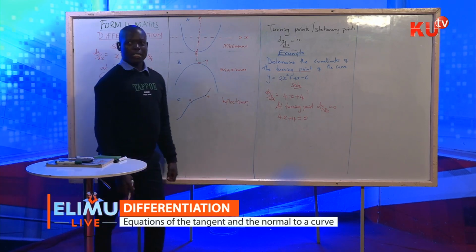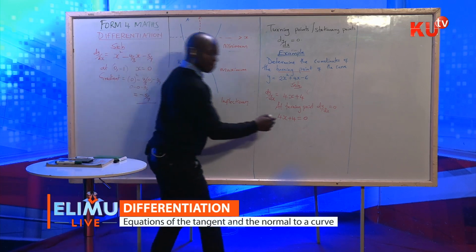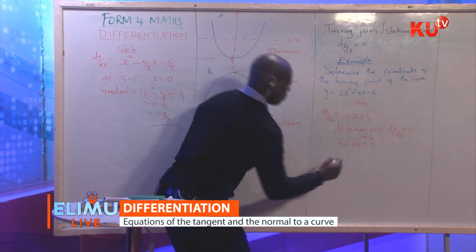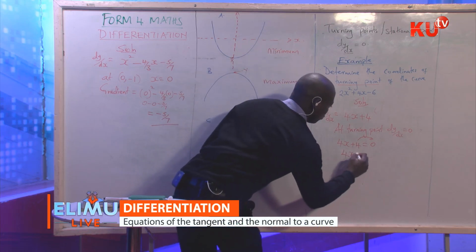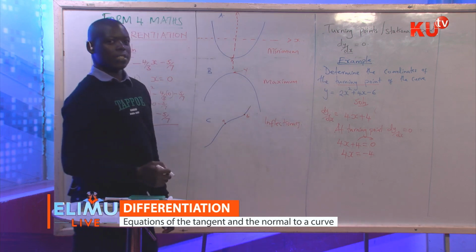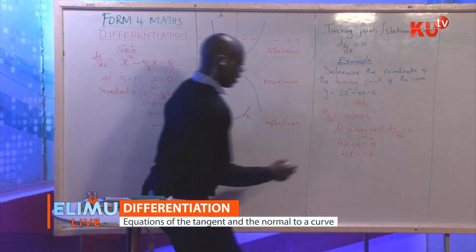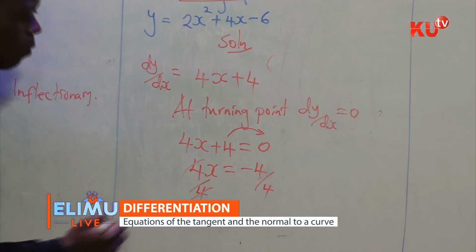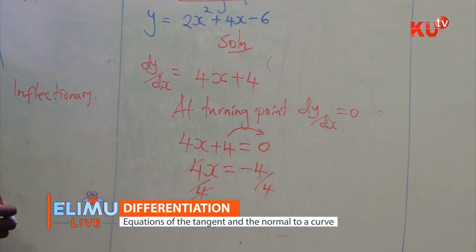Good. Now how do you get x, students? Take 4 to the right side, it becomes negative. So 4x equals negative 4. What is x? Good, we divide by 4. What is negative 4 divided by 4, students?